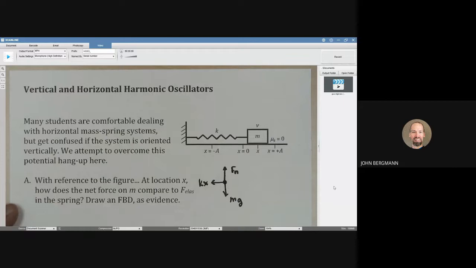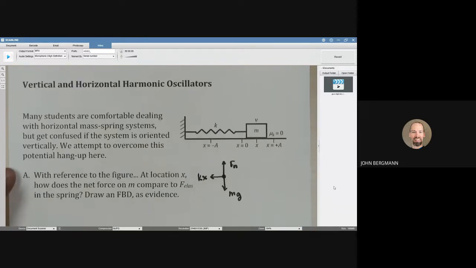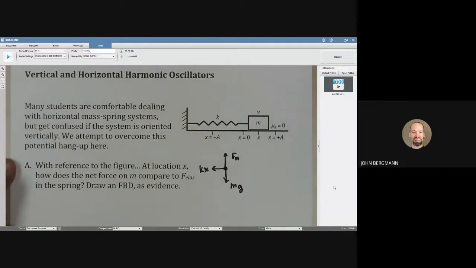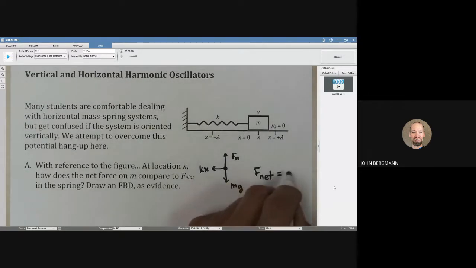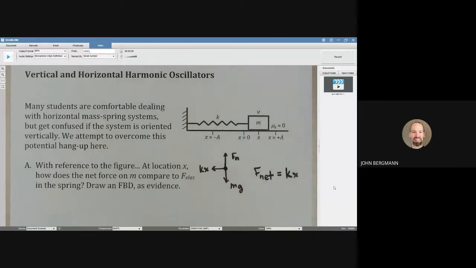I hope you'll forgive me for that, but it makes things simpler in terms of the notation, and often we can just look at the situation and the physics that's there, and we can decide, oh, yeah, the acceleration is in this direction or the displacement is in that direction, and it's going to be okay. How does the net force compare to F elastic? Well, they're equal. The net force is numerically equal to k times x.